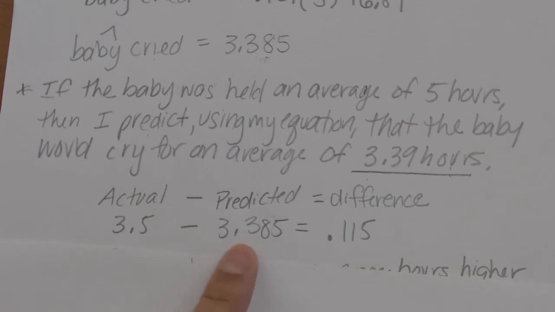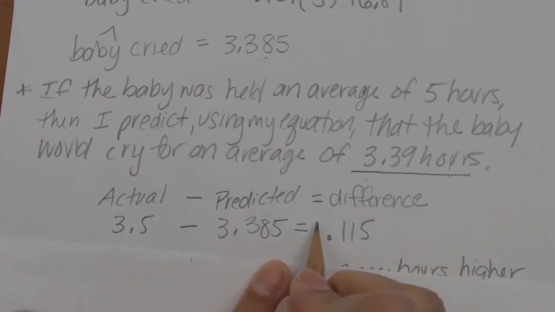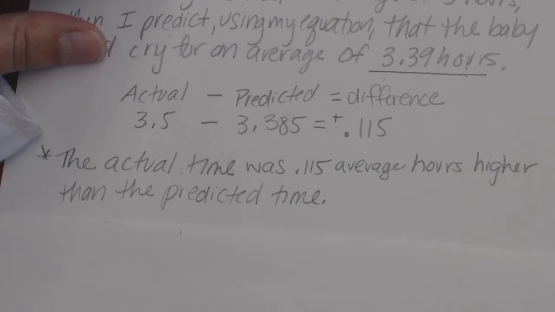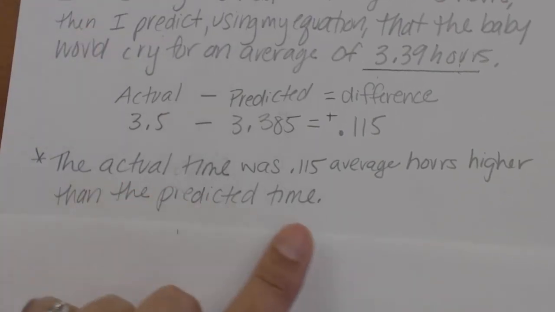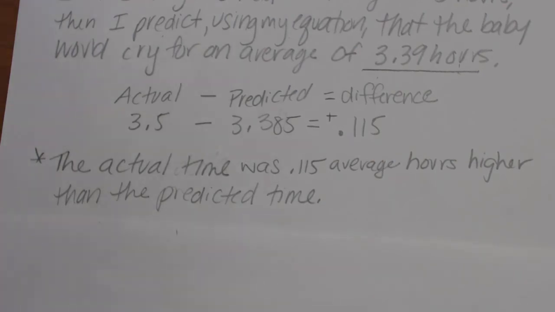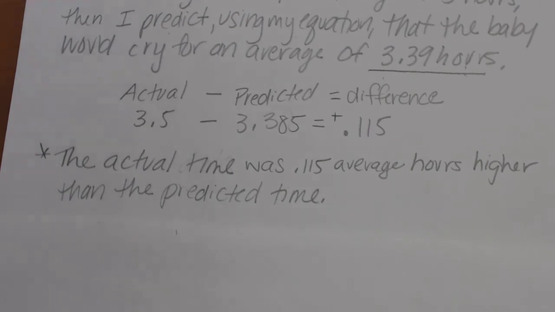Please notice I use the entire number. Difference of 0.115. And this is actually a positive difference because it came out to be a positive number. What does this mean? What would my sentence look like that I wrote? Here we go. The actual time was 0.115 average hours higher than the predicted time. That makes sense. Sometimes it'll be higher, sometimes it'll be lower, because remember, we're using a line of prediction.